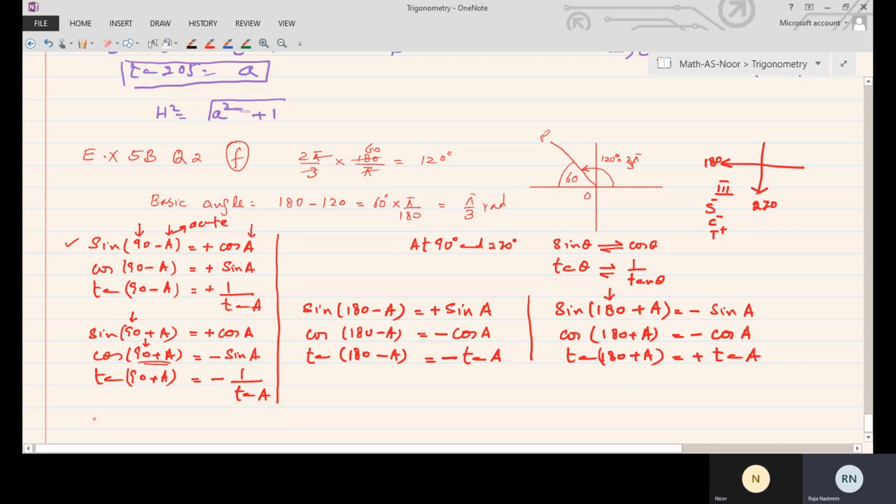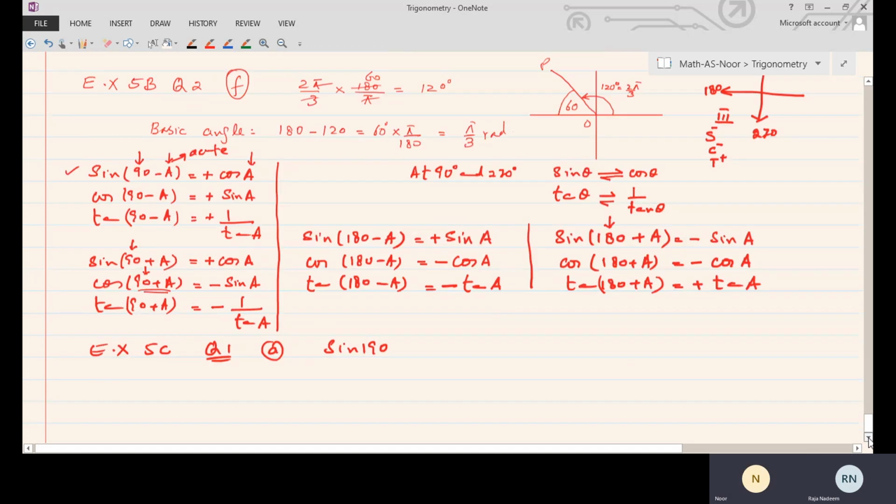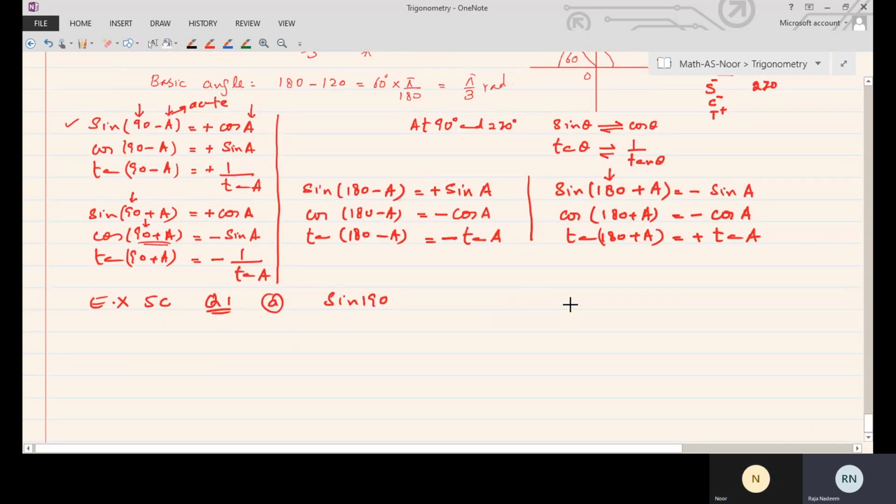Now let us come to exercise 5c, and question number 1, its a part is sine of 190 degree. The very first thing is, as 190 is an angle in degrees, and we are comfortable in showing 190 degree in the third quadrant, as we know that it is greater than 180, so definitely it would lie in the third quadrant. Once you show this angle in the third quadrant, then you'll find the acute angle of this line with the x-axis, this angle.